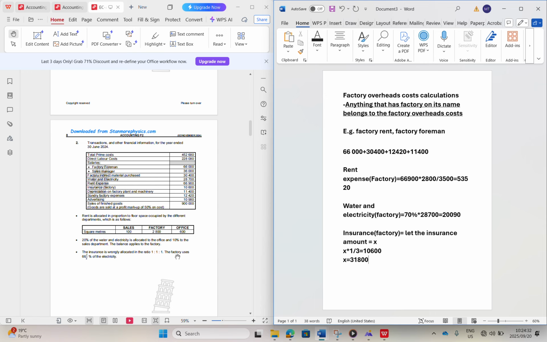But then they say the factory uses 66 and 2/3 percentage of the water and electricity. So we have to multiply the total insurance by this percentage. To get the improper fraction, you press shift, then the fraction function on your calculator. Then you enter 66 and 2/3. You'll get 200/3 as a percentage.